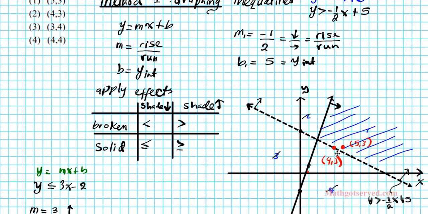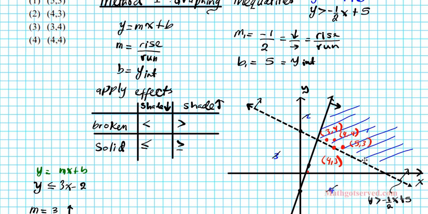That's an interesting one. The next one is 3, 4. 1, 2, 3. 1, 2, 3, 4. And then last but not least, 4, 4. 1, 2, 3, 4. 1, 2, 3, 4. Right here, 4, 4. Okay, and then this one was 3, 4.